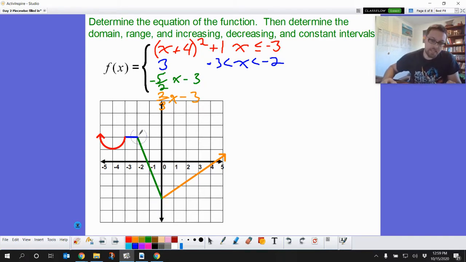Our green line is stuck between, let's see, these two numbers. So it's between -2 and 0. And I'm checking the x values for that.